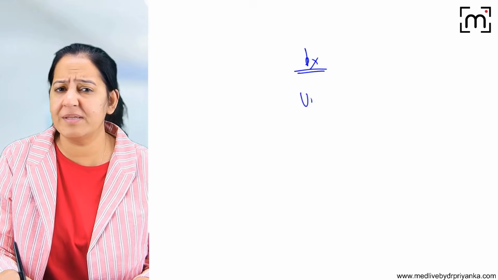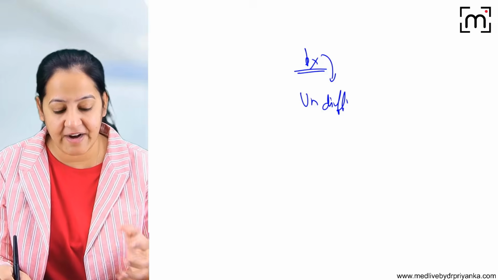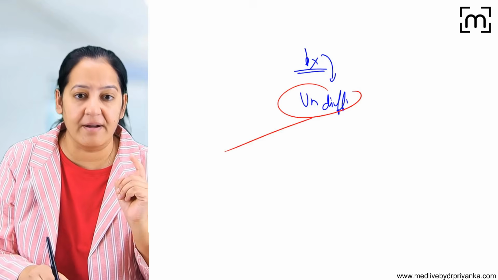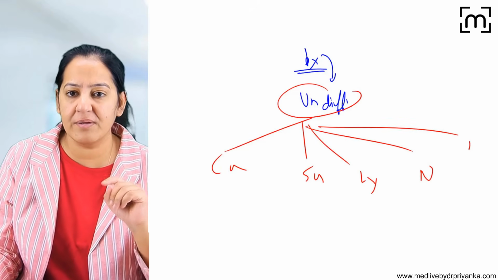Sometimes suppose you are doing a biopsy and the tumor is completely undifferentiated. You're sending the biopsy to me, ma'am, what is it? Kindly tell me the lineage. Is it a carcinoma? Is it a sarcoma? Is it a lymphoma? Is it a neural tumor? Or is it a melanoma?